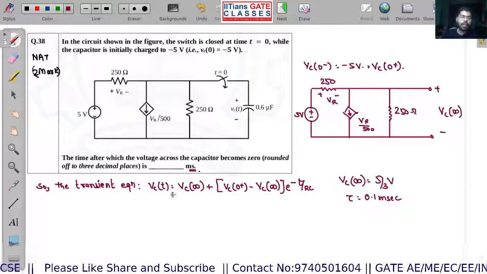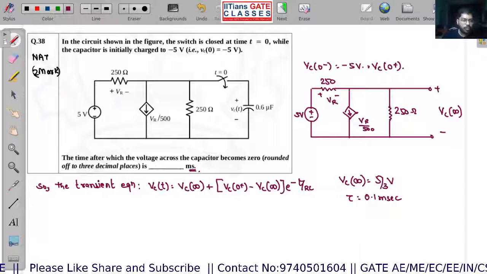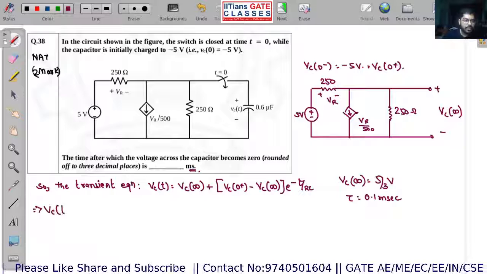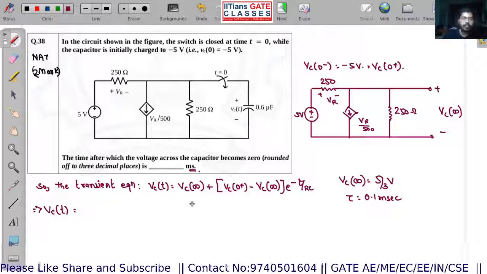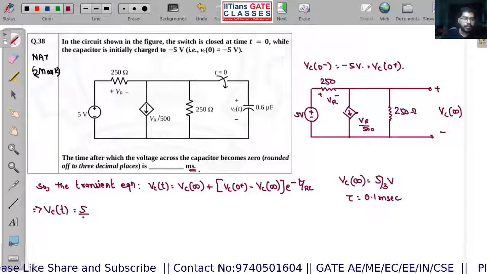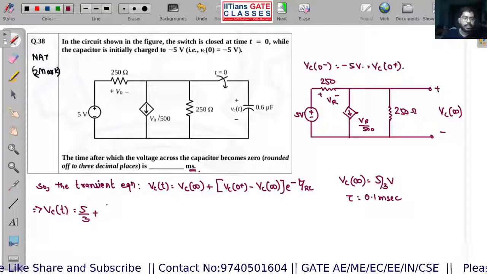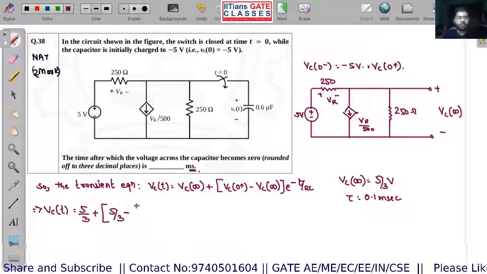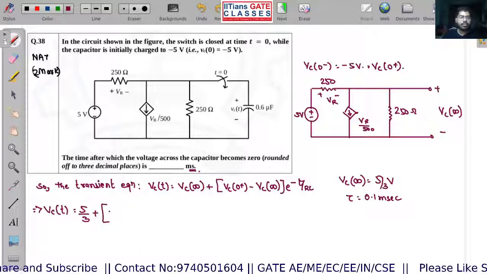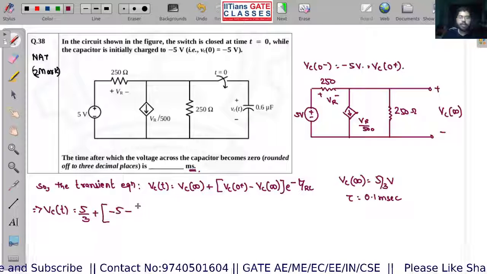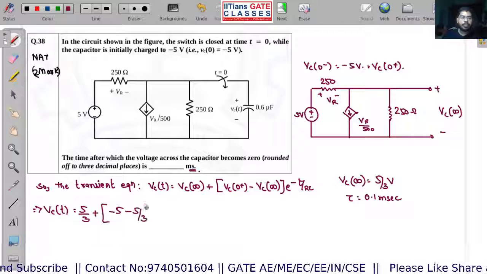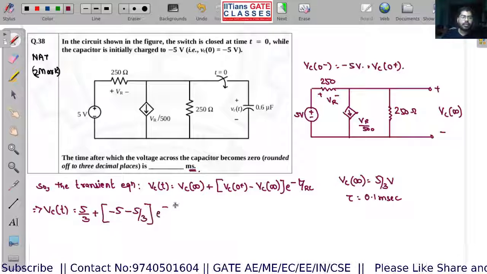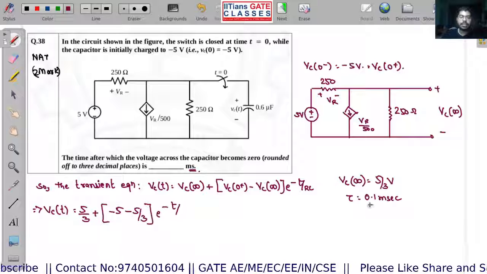Now put all the values here. If you do that, VC(t) is equal to VC infinite, which is 5 by 3, plus VC 0, which is minus 5, minus 5 by 3, times e to the power minus t by RC. Which is what?